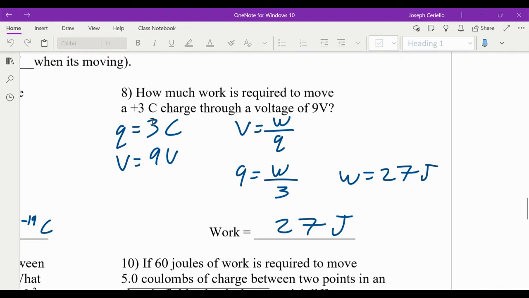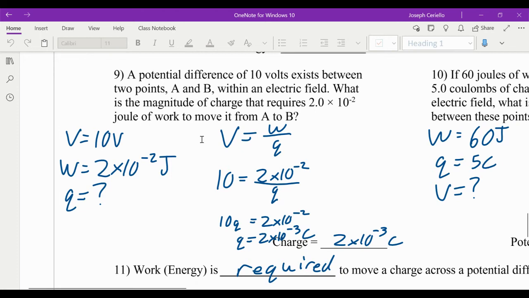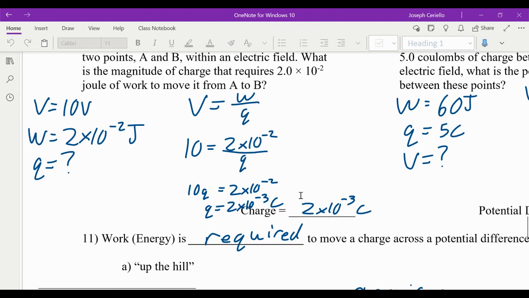Number 8, you're given the charge, you're given the voltage, plug them in, cross multiply, you get 27 joules. For number 9, you're given the voltage, you're given the work or energy, and you need to find the charge. This one's a little trickier because Q is in the denominator. So cross multiply carefully, multiply both sides by Q, divide both sides by 10, you get 2 times 10 to the negative 3 coulombs.